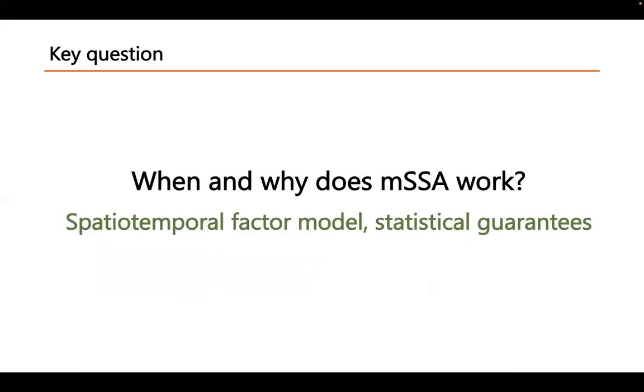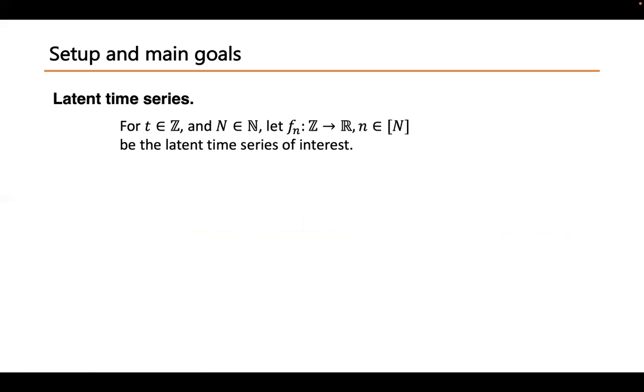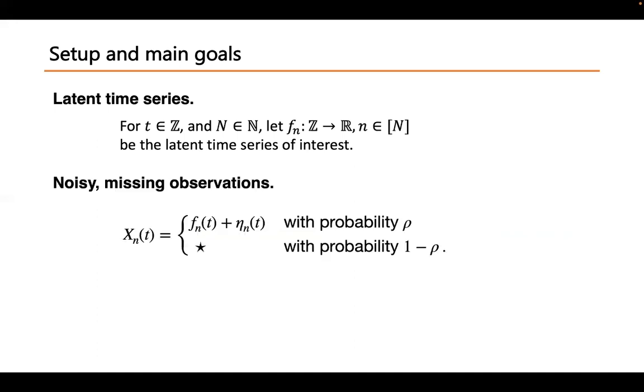So the key question we want to answer is, when does the simple method of MSSA work? And we'll provide one spatio-temporal factor model to reason about it. And under that factor model, we'll provide statistical guarantees. So here's the setup. Say you have n time series, and for them, you're getting observations in discrete time, so t is in the integer space. And for each x and t, you observe it with probability rho.